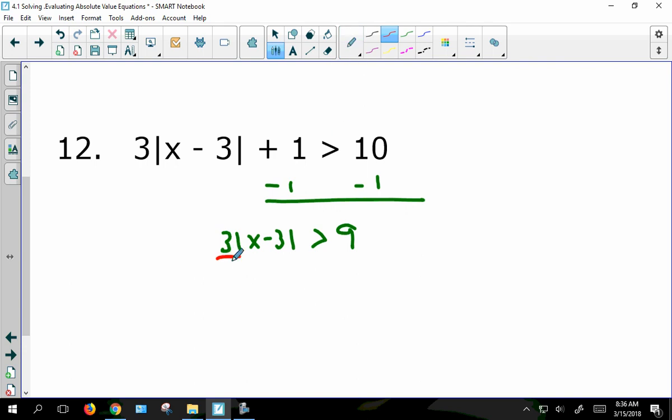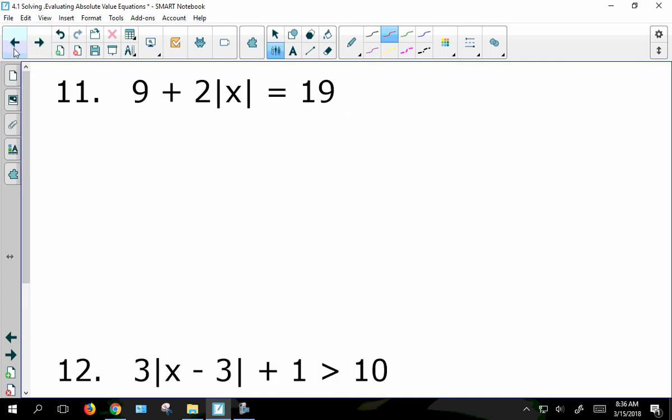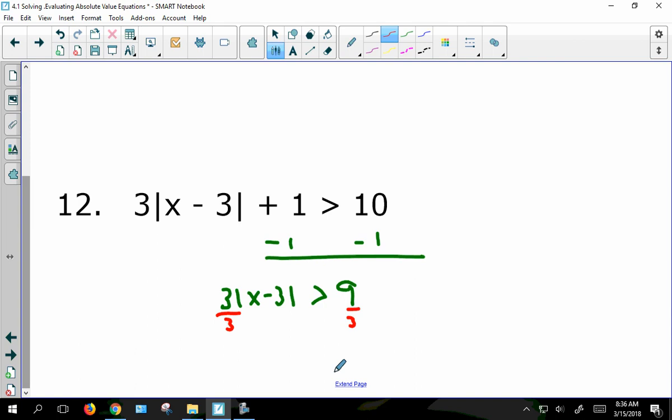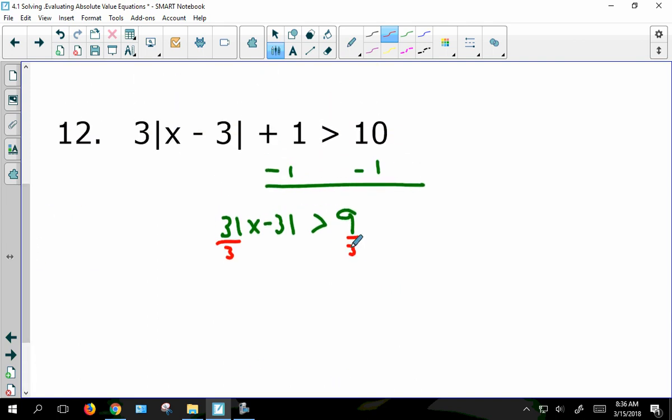Now what do I do, kids? Divide by 3. Now, let me tell you something. If that had been a negative 3, and I think that's coming up, yep, that's the next one, we're not going to go over that because I want to see if you can figure it out. If this was a negative 3, I would have to flip this inequality symbol. These 3's become 1, so I get the absolute value of x minus 3 is less than 3. I didn't flip it because I didn't divide by a negative.